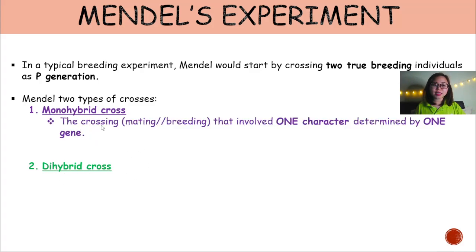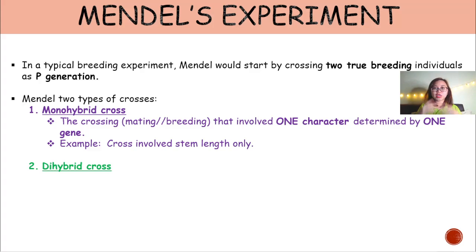Monohybrid means he is crossing or mating or breeding the plants, and he only involves one character determined by one gene. Bila dia buat monohybrid cross, dia cuma tengok satu ciri-ciri. So, contoh dia kita tengok ciri-ciri stem length.